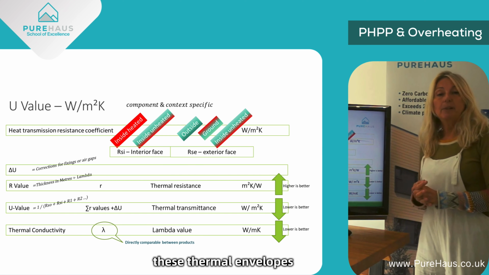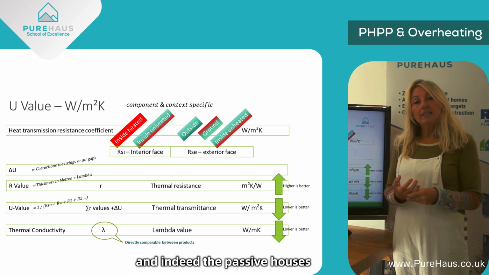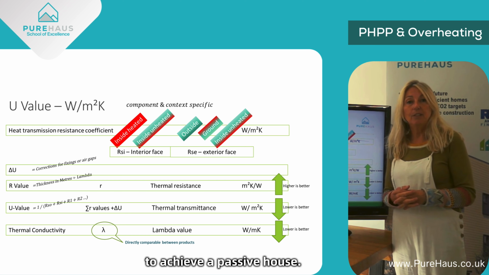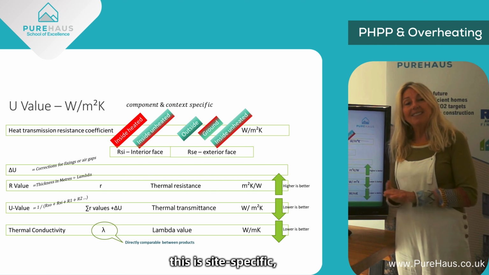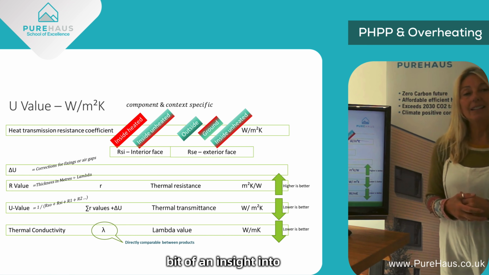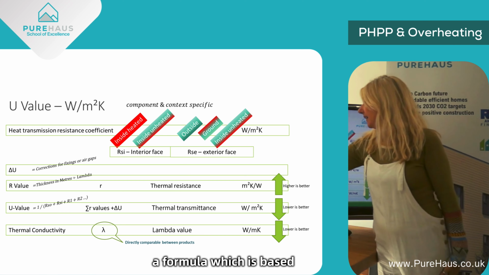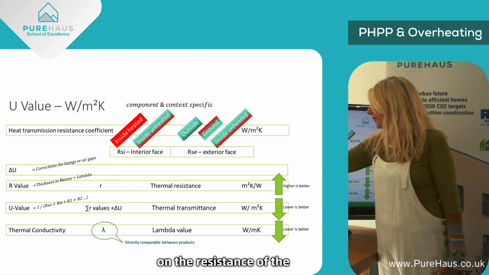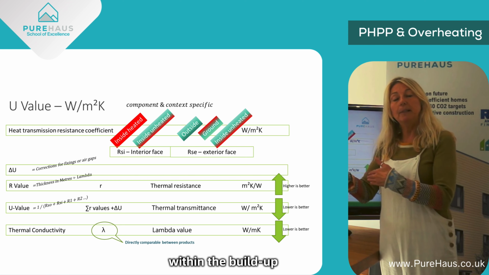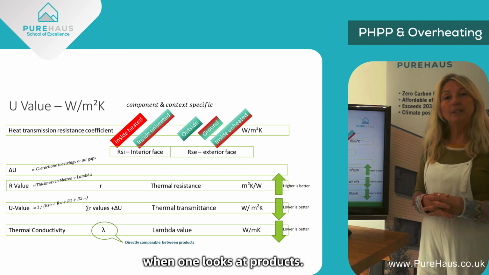When we put all the thermal envelope together, the surface area of the building, we talk a lot about the U values, and indeed the Passive House Institute asks for certain levels of U value in order to achieve a Passive House. Once again, this is site-specific, but perhaps this is a little bit of an insight into some of the science. When we talk about U values, we talk about a formula which is based on the resistance of the air outside and inside, and of each product within the build-up of the fabric of the building. It's a formula that's used all the time when one looks at products.